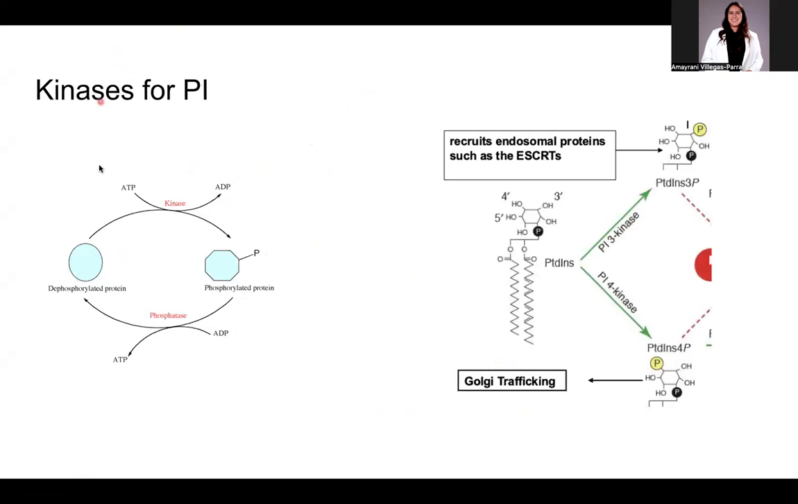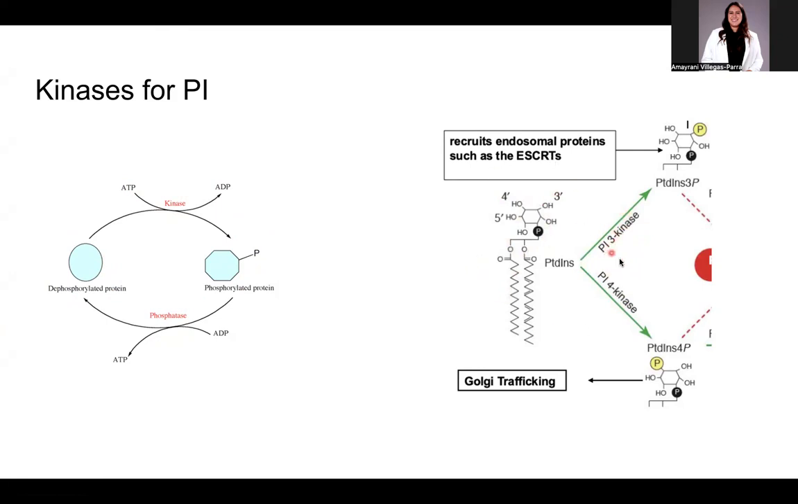Now, I mentioned kinases. I want to review kinases. They use ATP to add a phosphate group to a protein. So here you see ATP, a kinase comes in, adds a phosphate to whatever carbon position this is. A phosphatase removes it and takes it back to being dephosphorylated. There are different types of kinases. Not all kinases are called PI. These kinases are specific for these phosphoinositides.